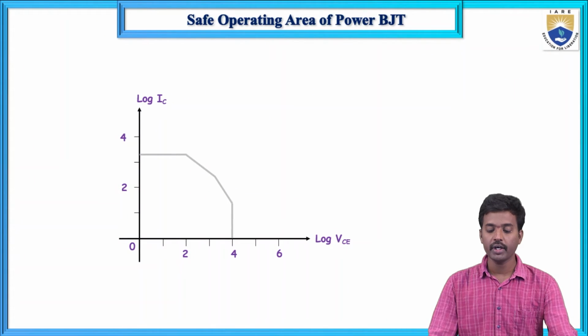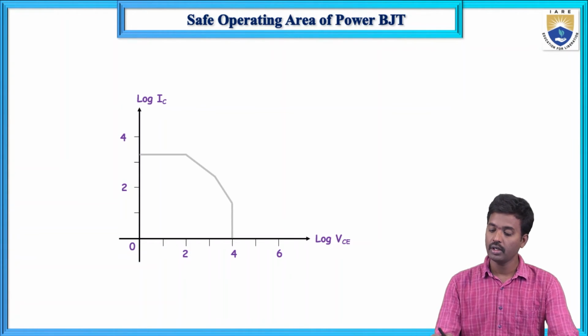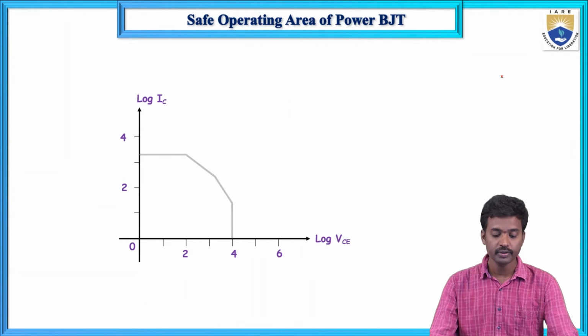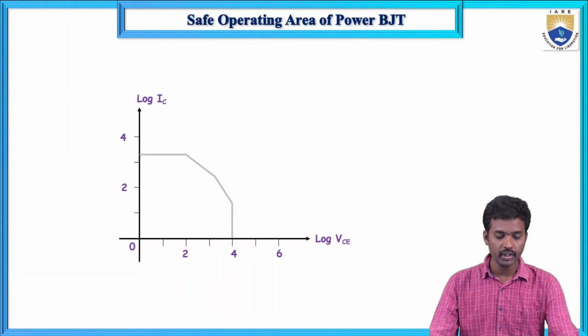Next, the safe operating area of the power BJT. Before going to explain the safe operating area, first I want to explain primary breakdown and secondary breakdown. Primary breakdown means, because of avalanche breakdown of the collector base junction, power is dissipated, so the power BJT may get damaged.